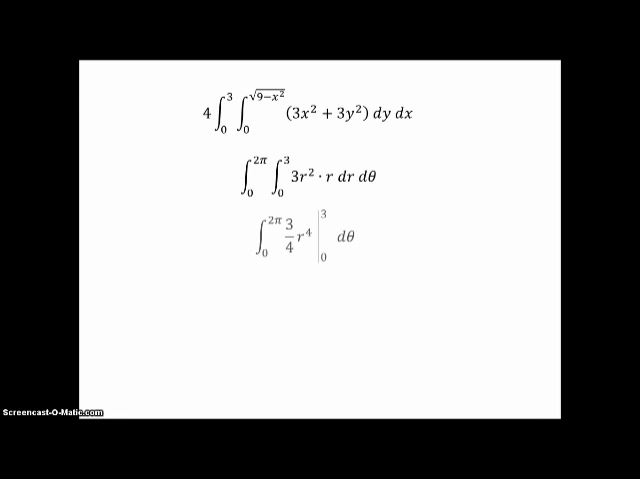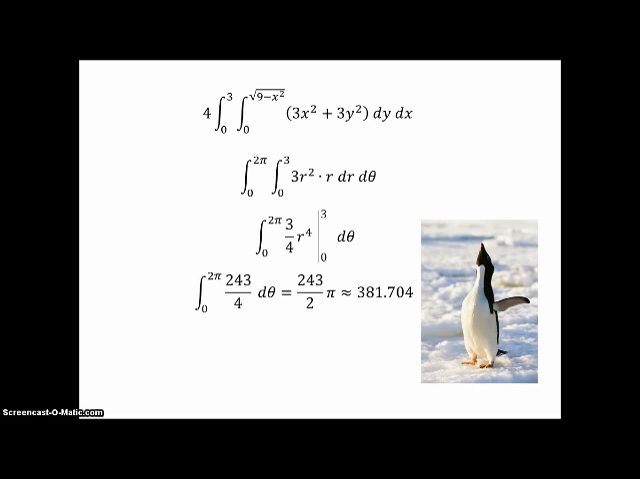So then we take the antiderivative with respect to r, and we get 3/4 r to the 4th, evaluated at 3 and 0, and then continuing, we get 243/4 theta from 0 to 2 pi, and so that comes out to the same answer. But this time we can get an exact answer very easily. So what's the moral of the story? The penguin says, never forget the power of polar form.